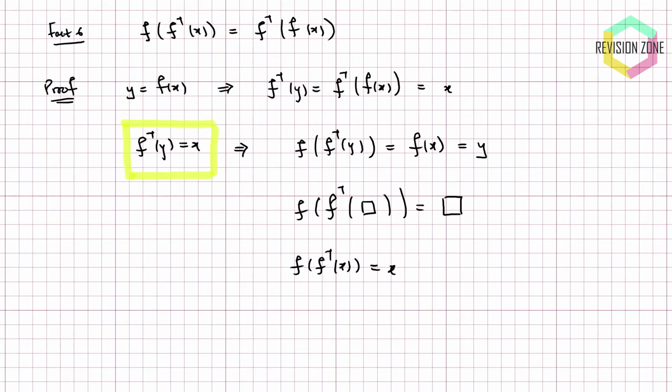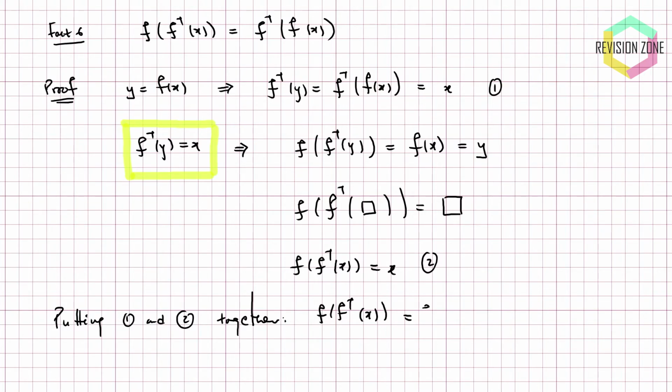Now if I label these statements 1 and 2, putting 1 and 2 together, what we basically have is f of f inverse of x is exactly the same thing as f inverse of f of x. Okay, so this basically completes the proof.